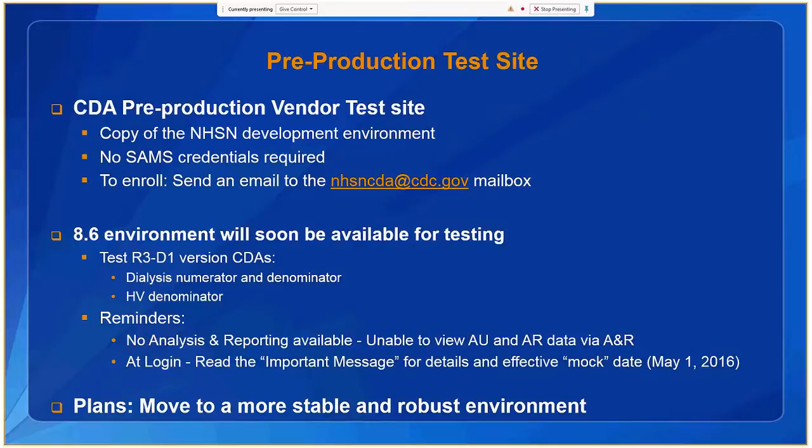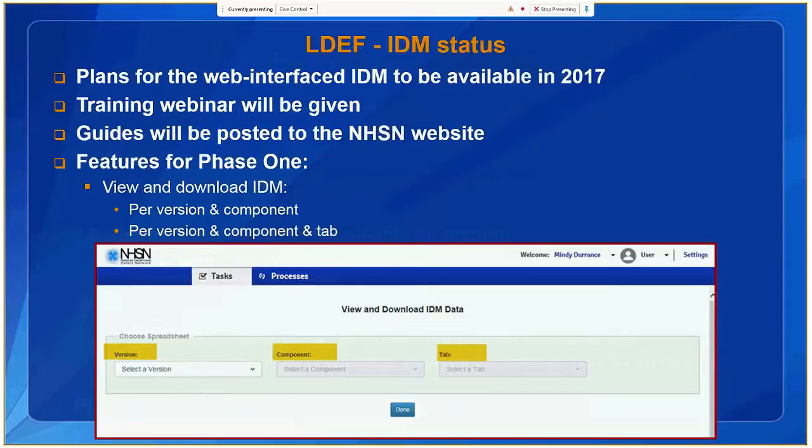And we are moving to a more stable and robust environment. We're going through some checks and scans and so on in that environment. It's another different, robust environment. So we're moving forward on that. So hopefully that'll be ready next year and it'll be more stable. That will have analysis and reporting in it. So you will be able to view your data for AU and AR. Next slide.